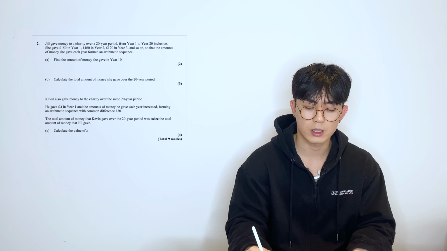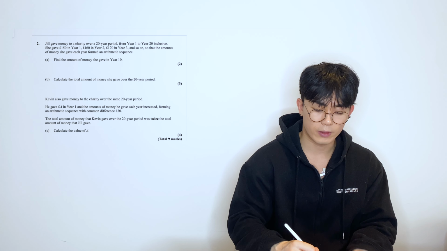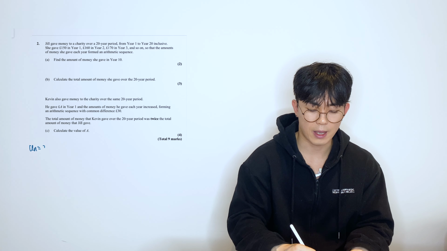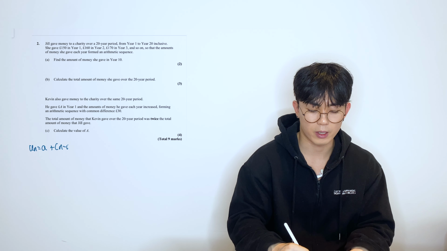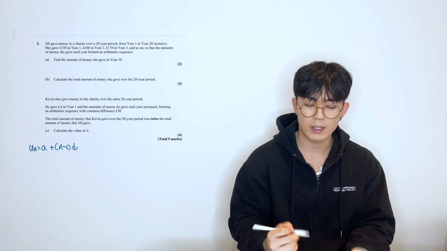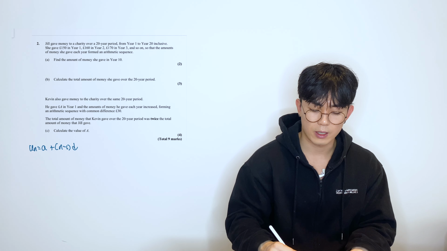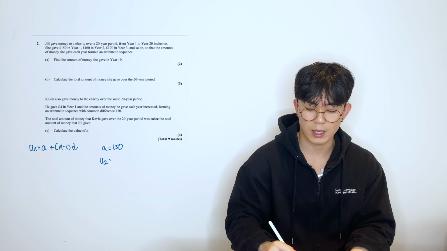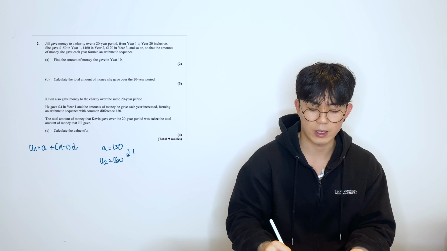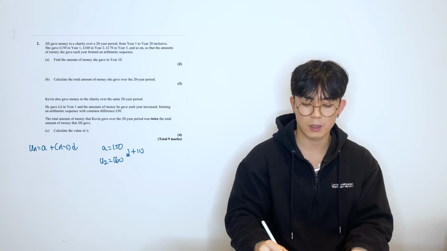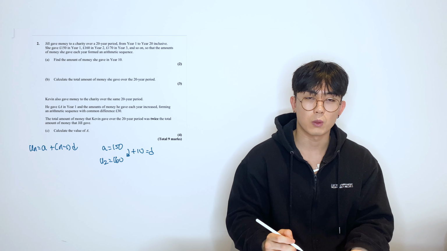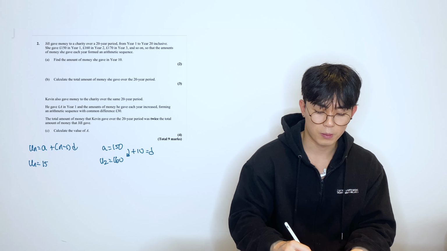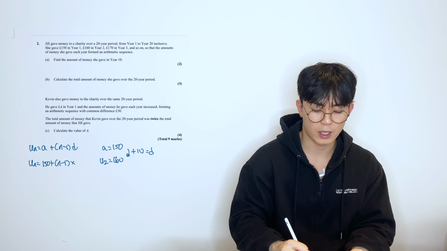So they've told us that it is an arithmetic sequence, and so therefore we need to work out our a and d, because the nth term equation is a plus (n minus 1)d. Right, so in year 1 she gave £150. In year 2, U2, she gave £160. So the difference here is adding 10. So that's going to be our d, and our a is going to be 150. So our nth term equation will be 150 plus (n minus 1) times 10.